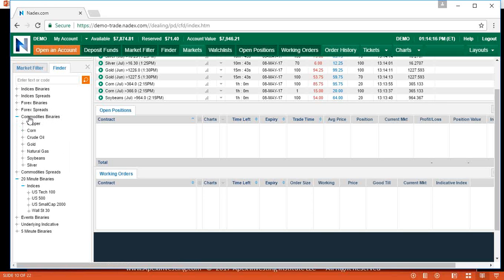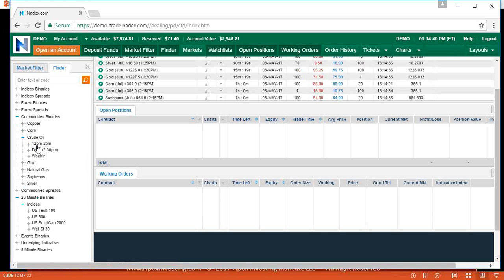On commodities, what's a commodity? Well, I always like to say a commodity is something you can actually hold in your hand and drop on your foot. It's not just paper, not just a stock certificate like with a stock. Copper, corn, oil, gold, natural gas, soybeans, silver. Even there, for example, if we open crude oil, throughout the day you've got your 2-hour binaries, the dailies, and the weeklies. There's no 20-minute binaries offered on commodities; they're only offered on the 4 U.S. stock indices. But again, we've got shorter term, end of day, and weekly.